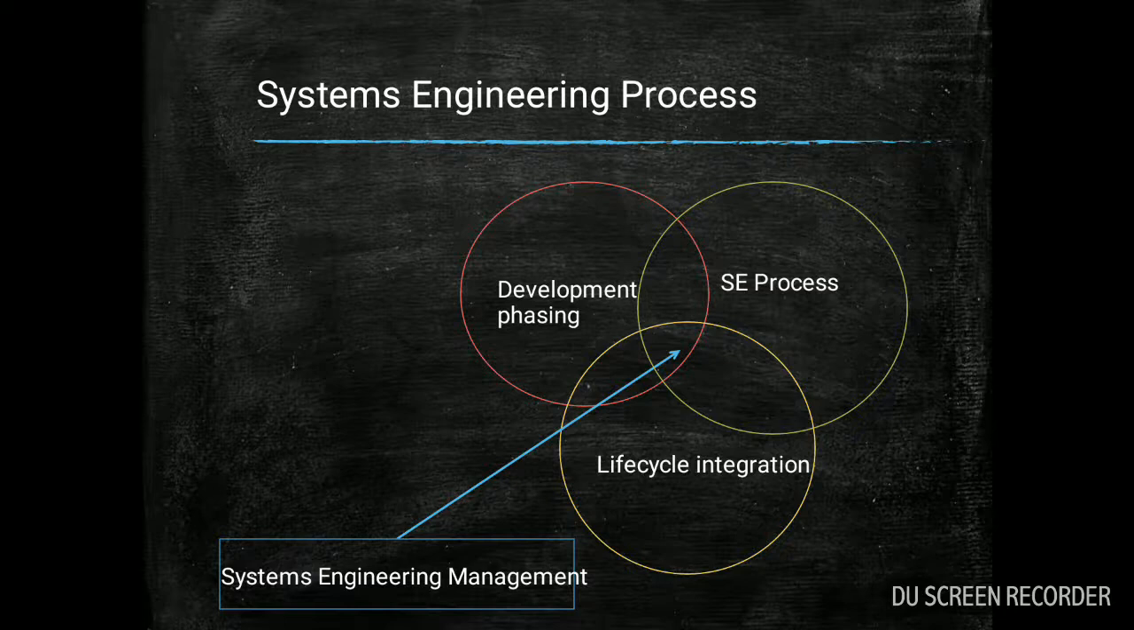In the previous lecture, we have already discussed the systems engineering process, wherein we made a Venn diagram in which the first phase is the development phase, the second one is the systems engineering process, and the third one is the life cycle integration. So we'll discuss all these phases one by one.